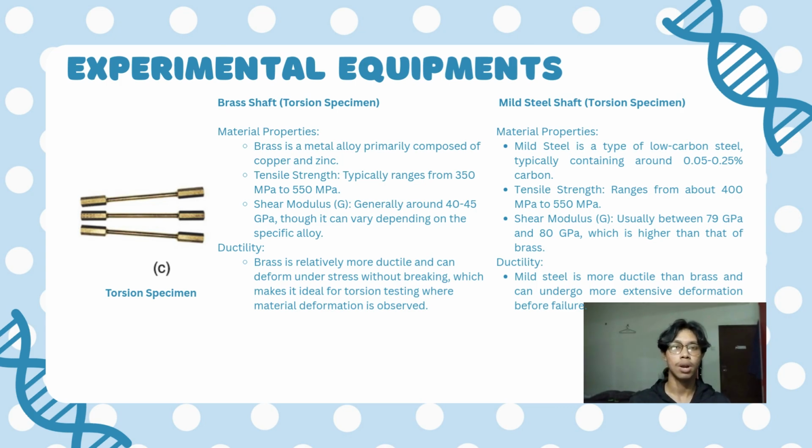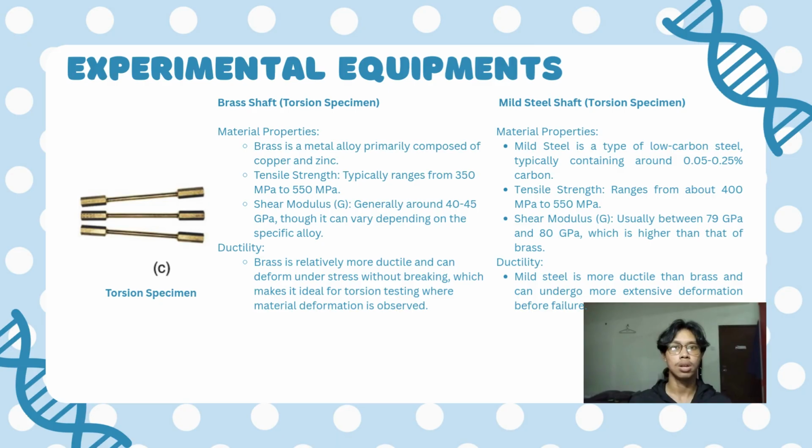For the brass shaft torsion specimen, for material properties, brass is a metal alloy primarily composed of copper and also zinc. For tensile strength, it typically ranges from around 350 megapascal to 550 megapascal. Then for the shear modulus, which is G, generally around 40 to 45 gigapascal, though it can vary depending on the specific alloy.